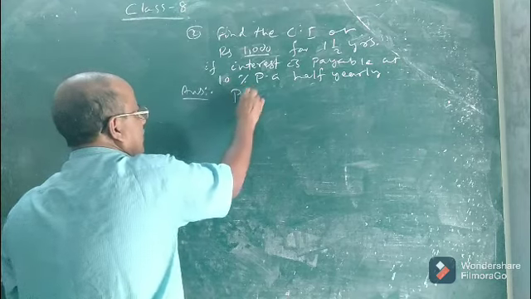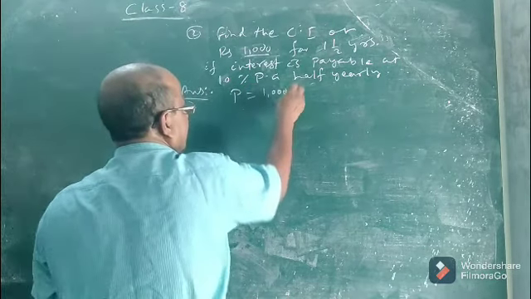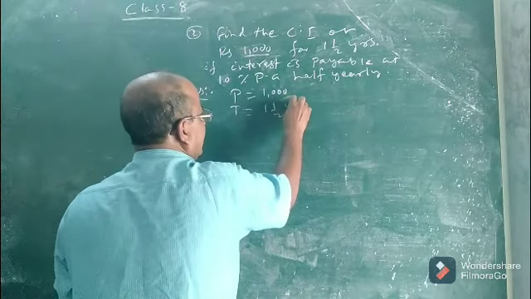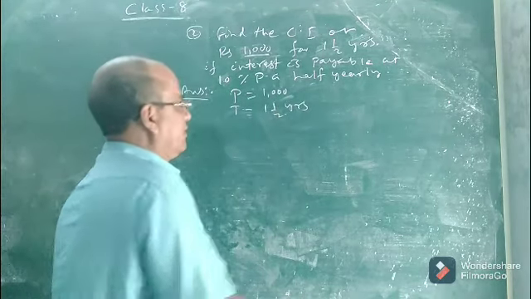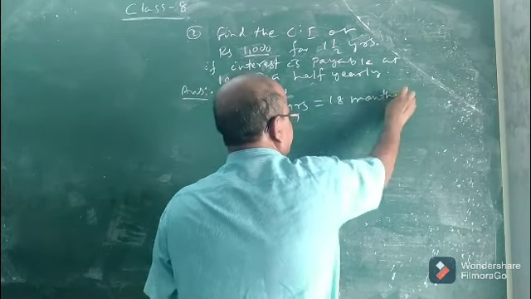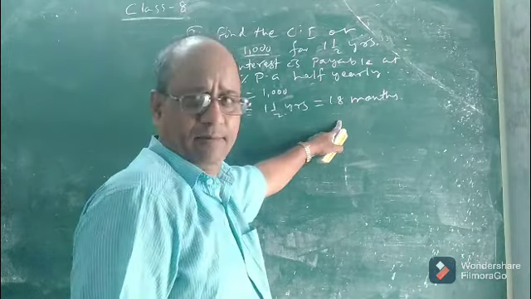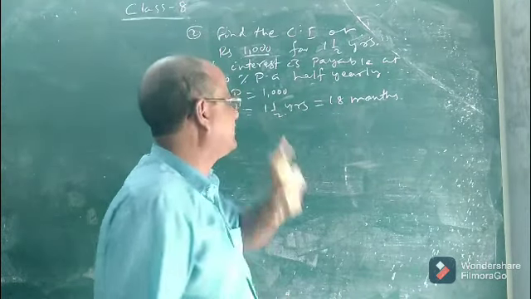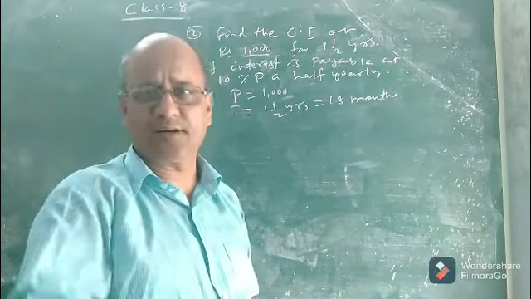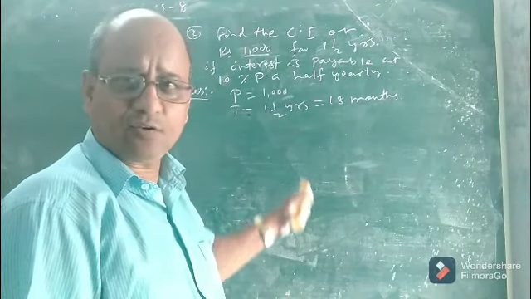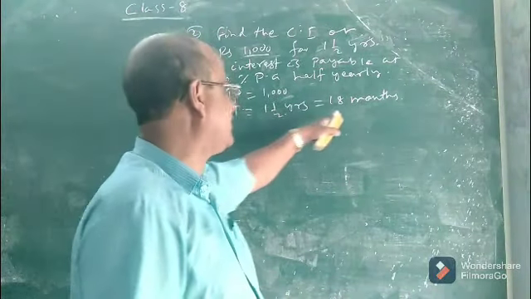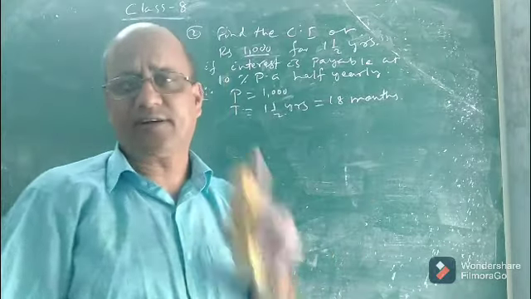Here we are given P equal to 1000. First you write down the time period: 1 1/2 years or 18 months, whatever you write. Now, time period is 18 months, but the interest is compounded half yearly. Half yearly means in every 6 months the interest will be compounded. So if the time period is 18 months, then how many times will the interest be compounded?